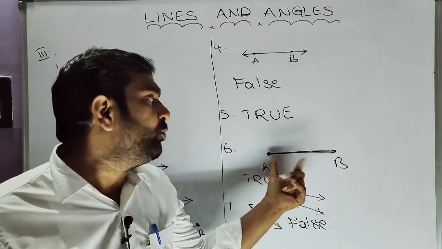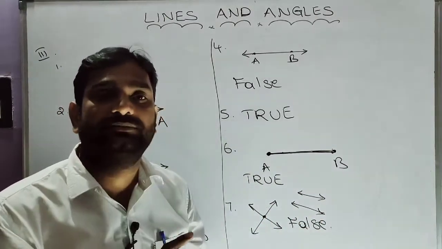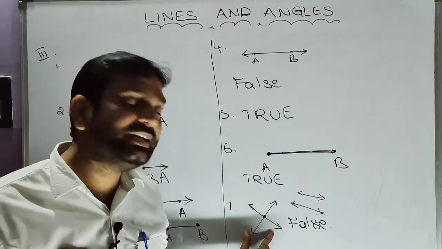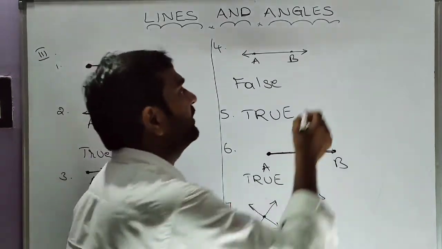Here, two distinct points are there. If you join those two, you will get only one unique line. So the given statement is true. Two lines intersect at one point only, but given two points, so it's wrong.